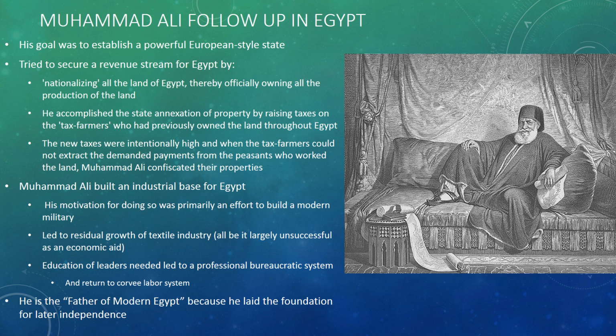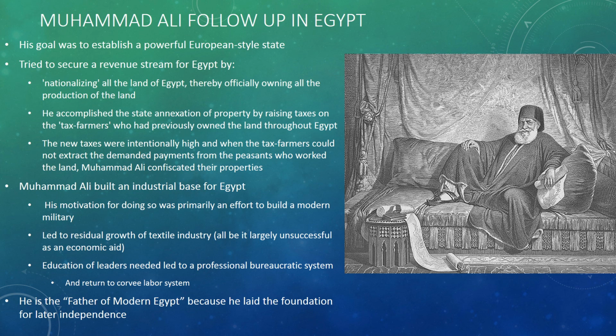Or one slide. His goal, when he starts becoming more and more popular, is to set up a European-style state within the borders of the Ottoman territory. He wants this to become a fully independent nation, and he tries to assert its independence by making sure that Egypt can prosper financially. And one of the ways he does that is by trying to secure different revenue streams.